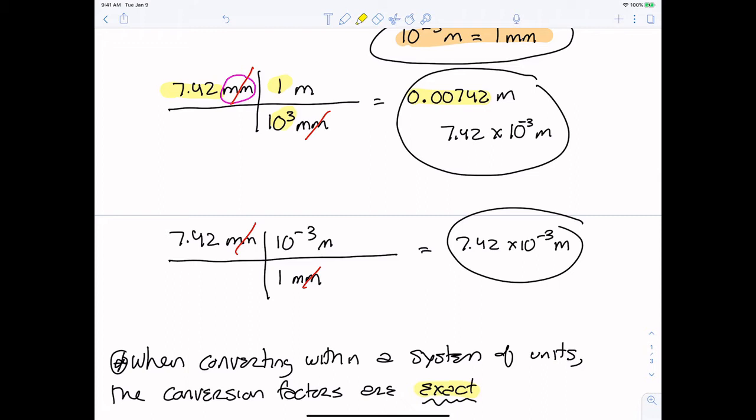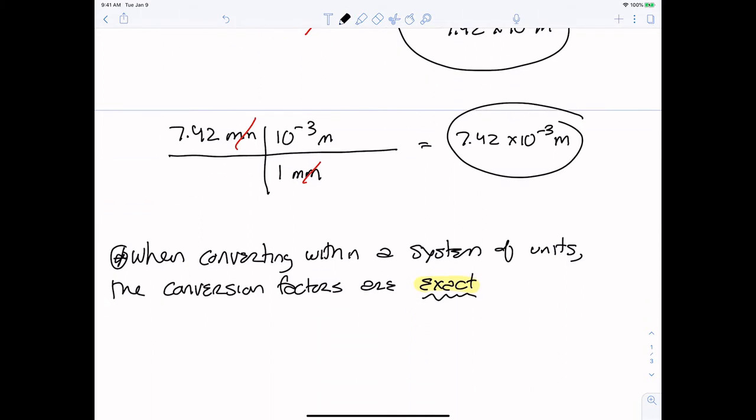Remember, those leading zeros don't count, so 0.00742 is only 3 significant digits. So within a system, the conversion factors are exact numbers. Essentially, they're not going to count for significant figures because infinity is always going to be bigger, and we always want the smaller number. The same thing applies going from the imperial system to the imperial system. If I'm going from pounds to ounces or cups to quarts, it's going to be exact numbers. I don't have to worry about significant figures for those conversion factors.